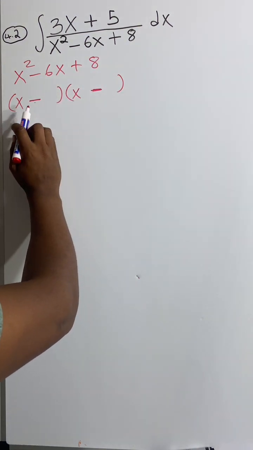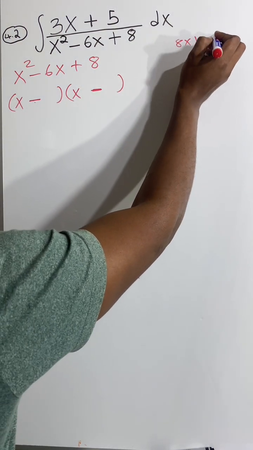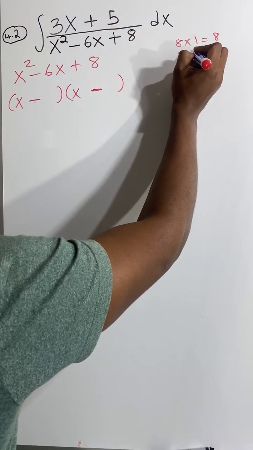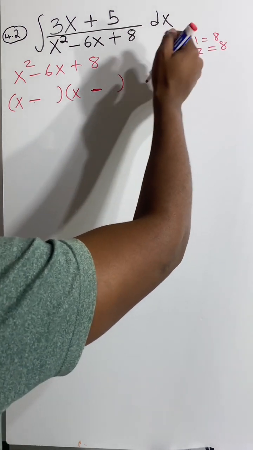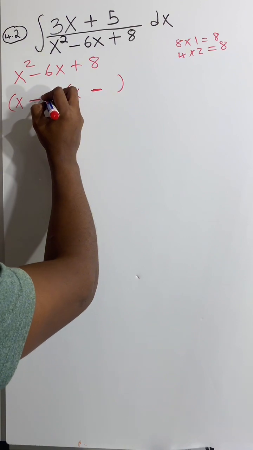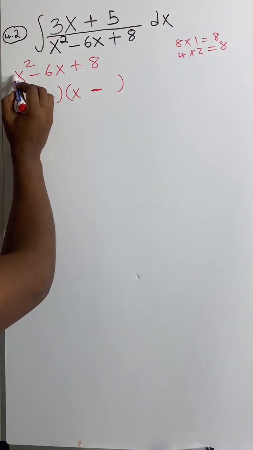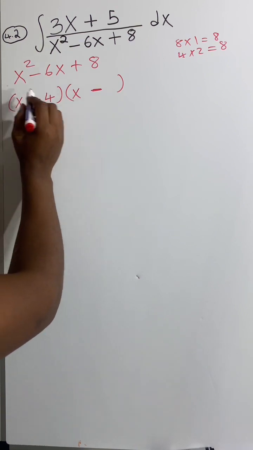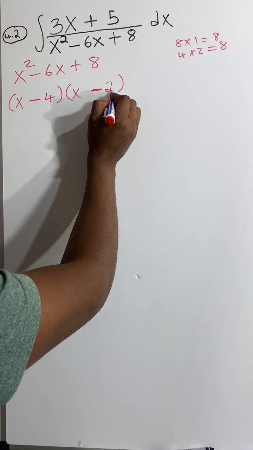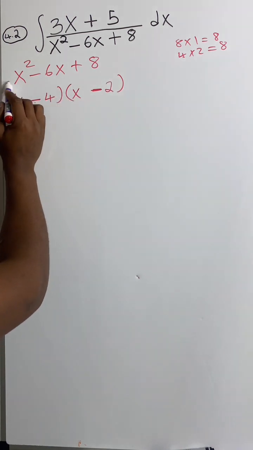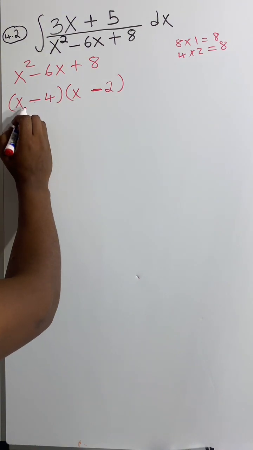The factors of 8, we have 8 multiplied by 1 is equal to 8. We have 4 multiplied by 2 is equal to 8. So let's use 4 times 2 instead of 8 times 1. The bigger number, we put it here, provided that there is no other number before x squared. We take the bigger number, we put it here, and the other smaller number, we put it there. If there was another number on that side, we would approach it differently.